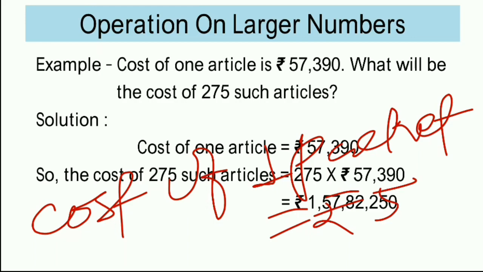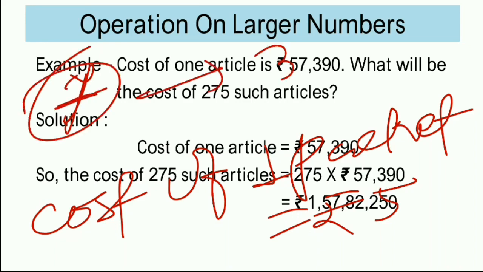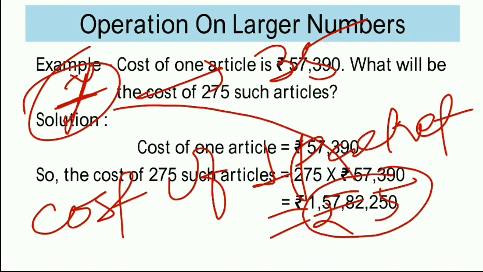2 into 5. What will be the cost of 3 packets? 3 into 5, it means 15. If I ask what will be the cost of 7 packets of biscuits, obviously you will say 35. How have you got that? Because the cost of 1 is 5 and you have to find out the cost of 7, it means you will multiply this.